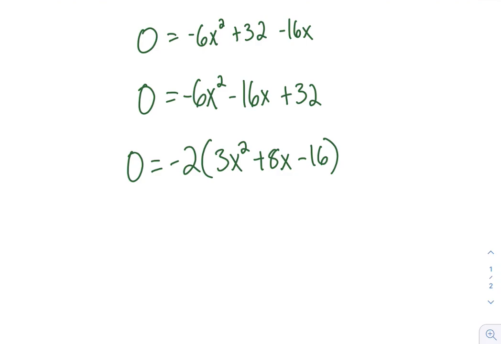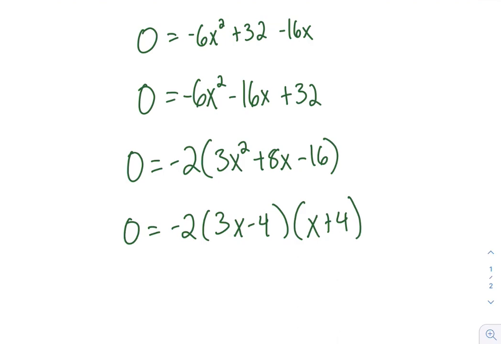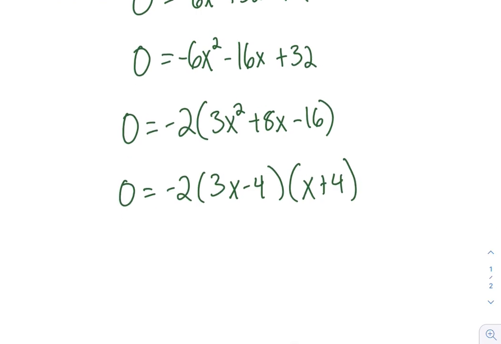All right, so again, we are not here to learn how to factor, so I'm going to show you what the factors are, pretending that we went through and did this. Right? If I were to factor 3x squared plus 8x minus 16, I would get 3x minus 4 times x plus 4, right? And then we keep that GCF of negative 2.